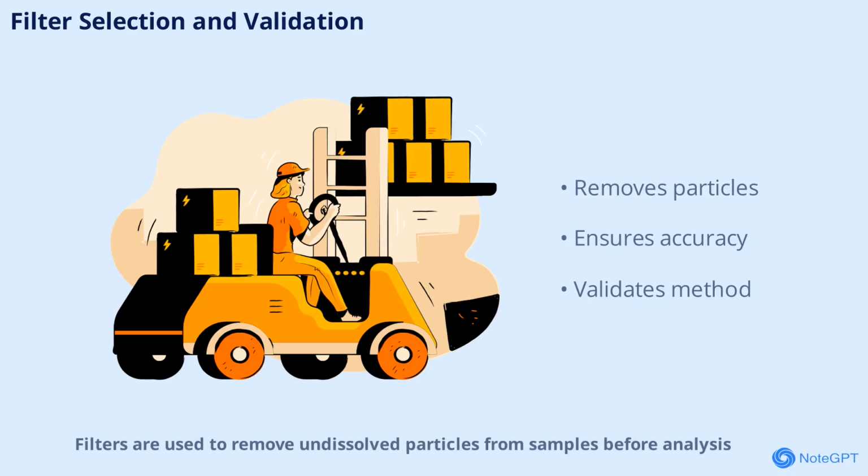Filters are used to remove undissolved particles from samples before analysis. The pore size typically ranges from 0.45 to 70 micrometers. It's important to compare filtered solutions with centrifuged or unfiltered samples to ensure no drug is lost or adsorbed. Proper filter validation ensures that the measured concentration accurately reflects the dissolved drug, not just what passes through the filter.